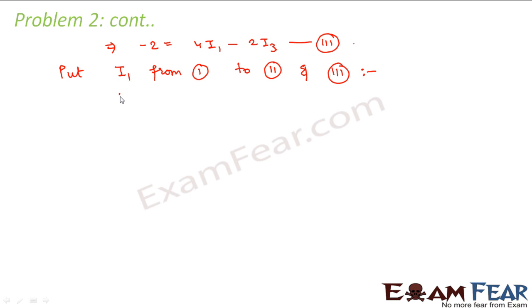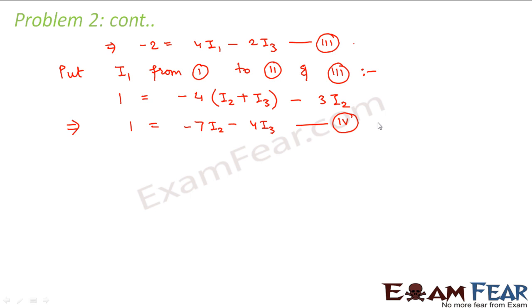So what will we get? We will get 1 is equal to minus 4 into I2 plus I3 minus 3I2. This will become 1 is equal to minus 7I2 minus 4I3. So this is equation number 4.